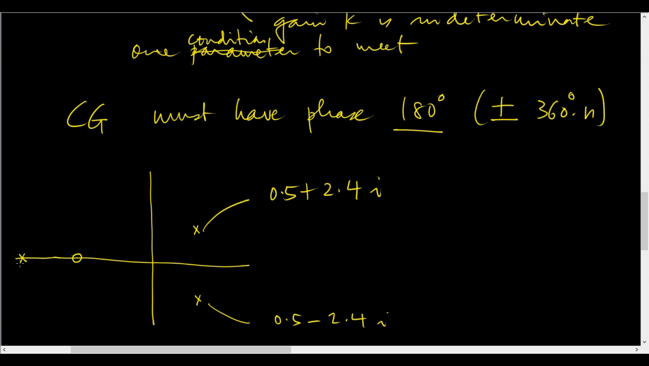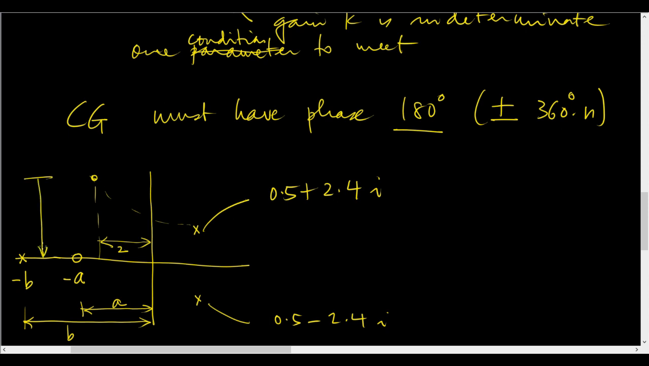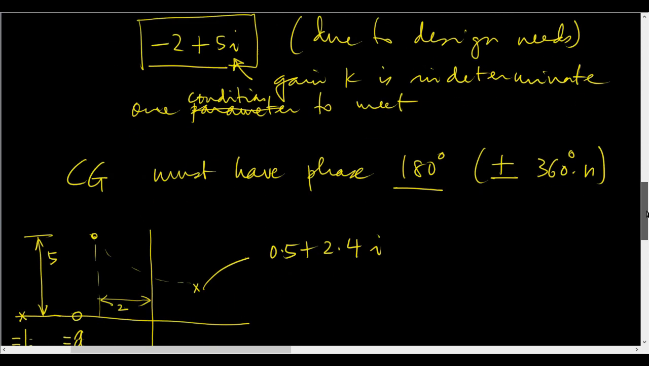Let us call this minus A, and let us call this minus B, which means this distance here is B and this distance here is A, and I want this root locus to pass through this point here, which is 2, and that height is 5. I hope this part is clear.